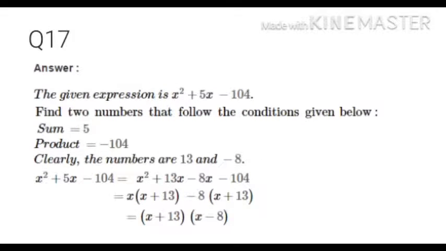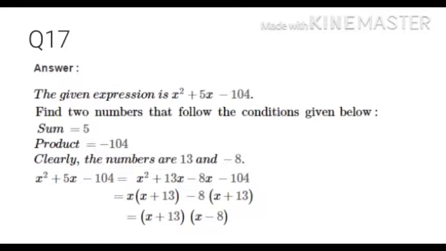Now question number 17, x square plus 5x minus 104. Find two numbers that follow the condition given below. Sum is equal to 5 and the product is equal to minus 104. When you take the factors of 104, clearly the numbers are 13 and minus 8. Now x square plus 5x minus 104 is written as x square plus 13x minus 8x minus 104.